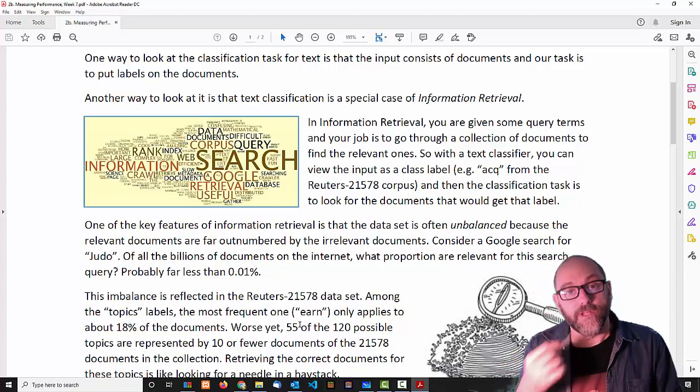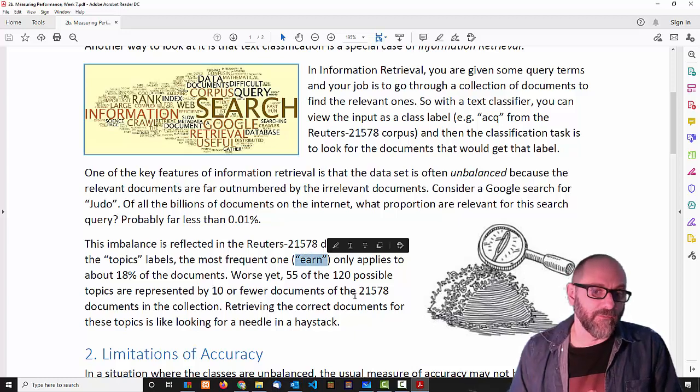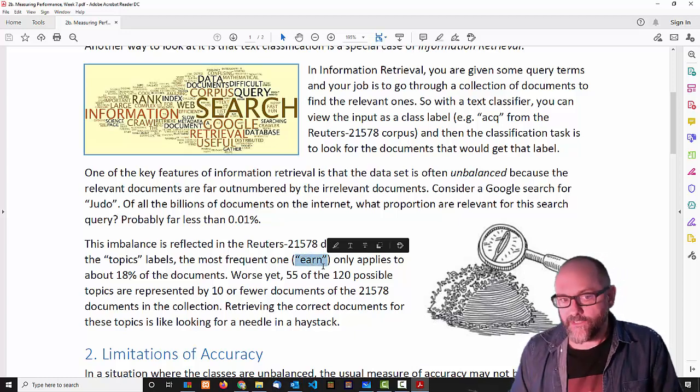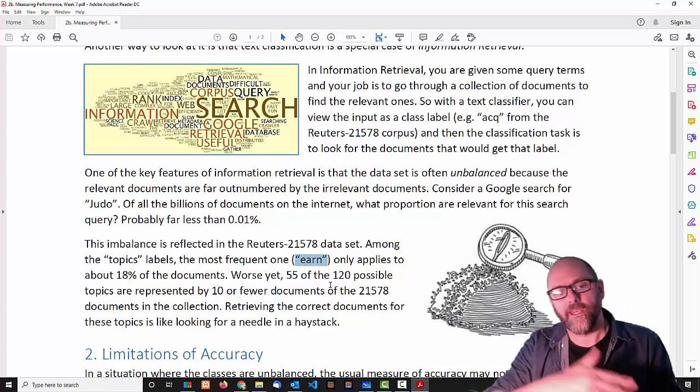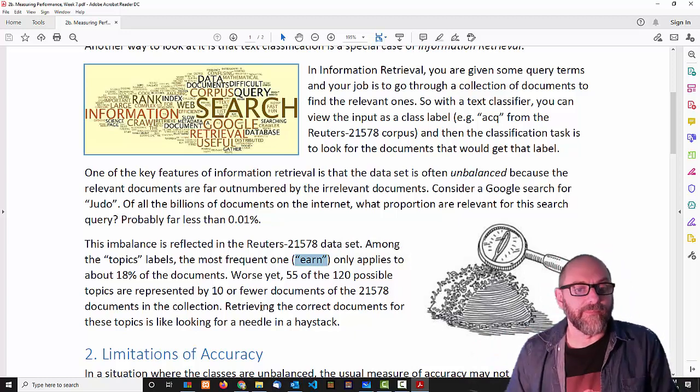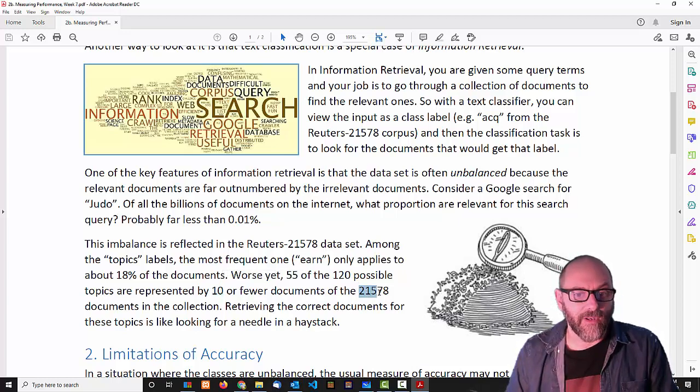And the Reuters corpus that I've given you is like that as well. Here's an example down here. The most frequent label in the Reuters corpus is earn. So it's about earnings, I guess, like financial earnings. But only 18% of the documents in that corpus have that classification applied to them. So 82% should not get the earn label, 18% should get the earn label. There are 120 possible topics. 55 of them, there's only 10 or less documents with that label on them out of the total 21,578 documents.